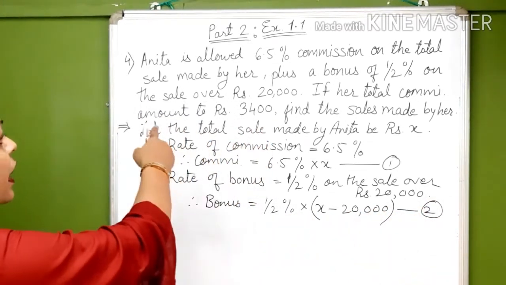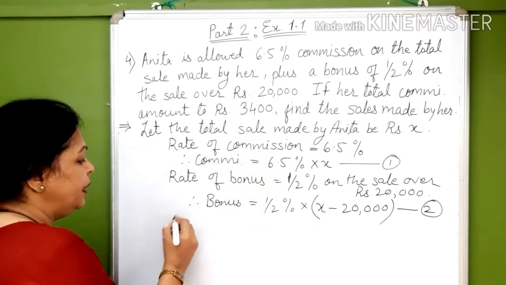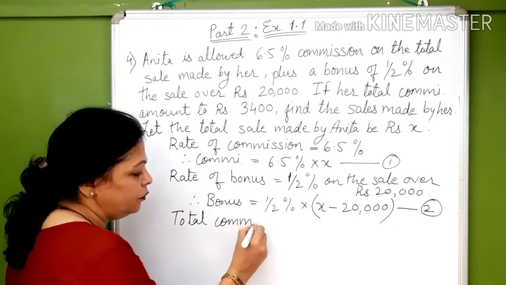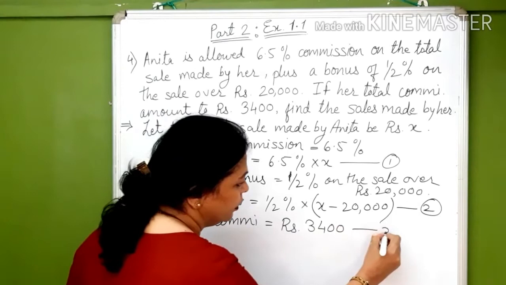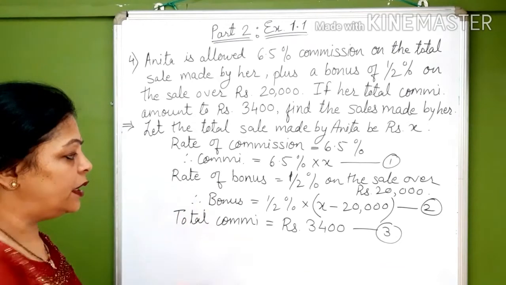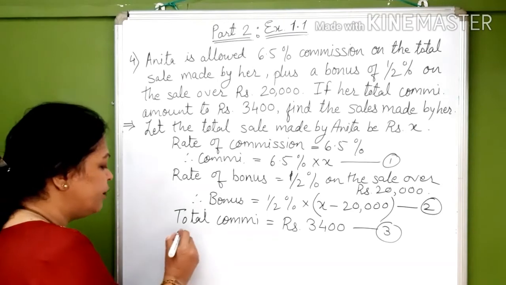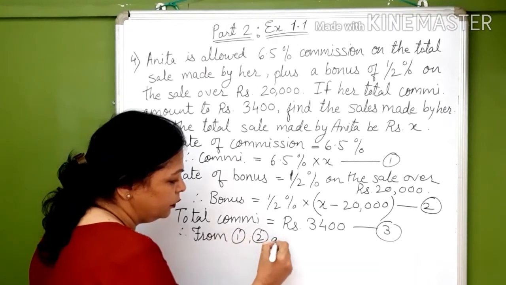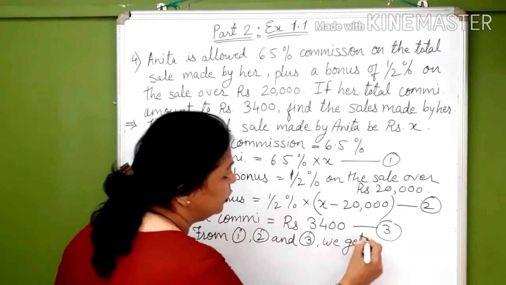And what is the total income? If her total commission amounts to rupees 3,400, that means total commission is equal to rupees 3,400. That means this commission plus bonus together amounts to rupees 3,400. Correct? So therefore from 1, 2 and 3, we get, what is that?